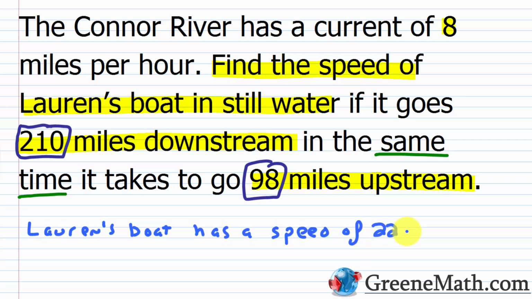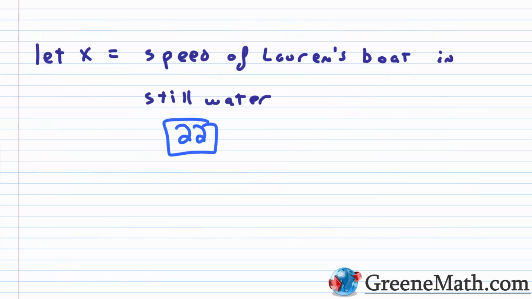Of 22 miles per hour in still water. So how can we check to make sure we got the right answer? Well, again, if we go back to the fact that time is equal to distance over rate, we can just kind of think about the scenario we're given.